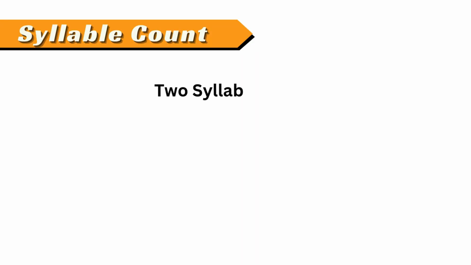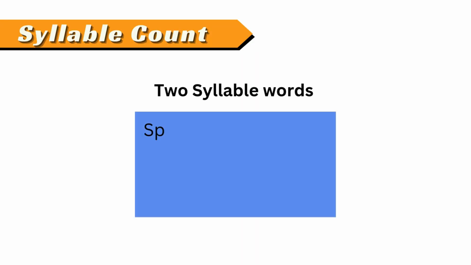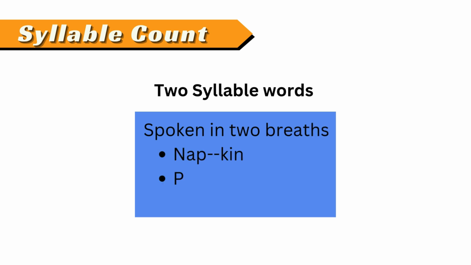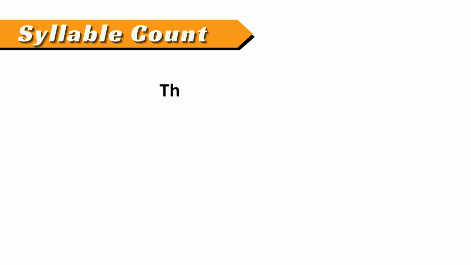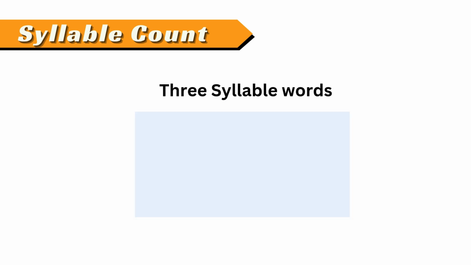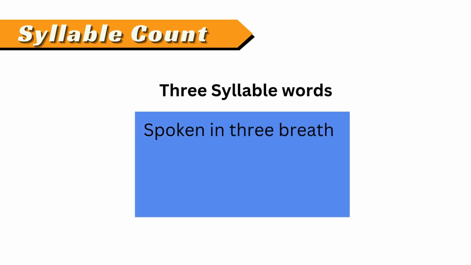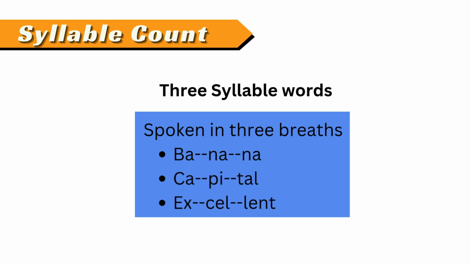Two syllable words, they are spoken in two breaths. You can see napkin, punish, publish. Similarly, three syllabled words are spoken in three breaths. Banana, capital, excellent. Now let's count some syllables in the words.